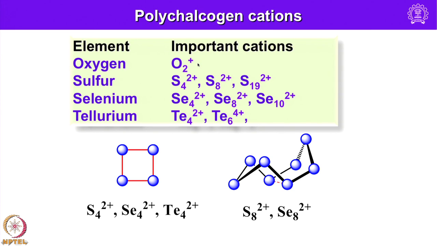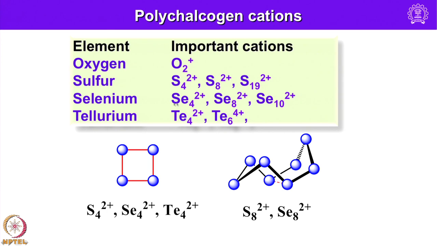You can see here, of course, when it comes to oxygen, only one monocationic species, O2+, is known, and that too when it is reacted with fluorine, whereas in case of sulfur you can see S4 2+, S8 2+ up to S19 2+ can be made.